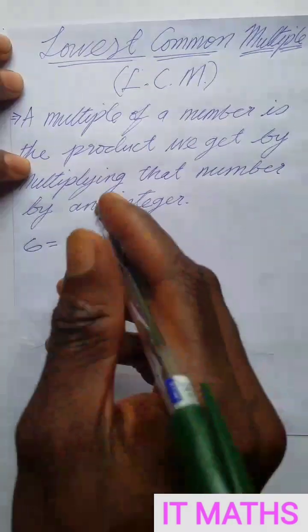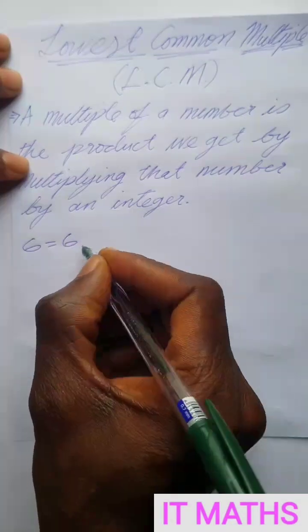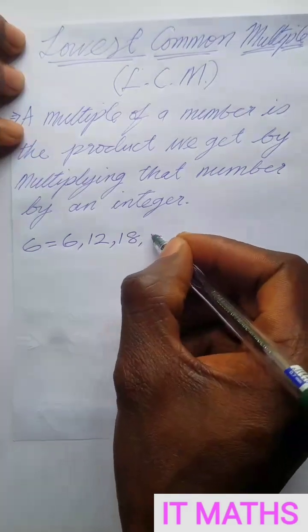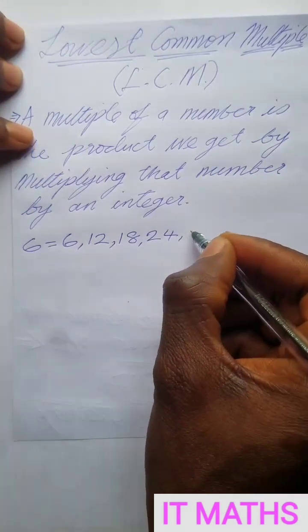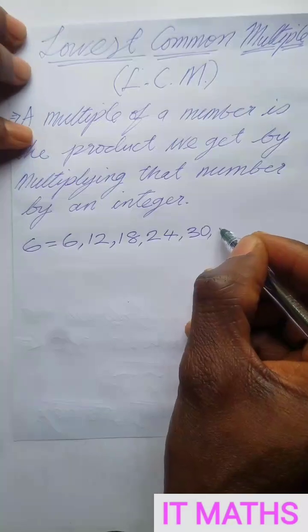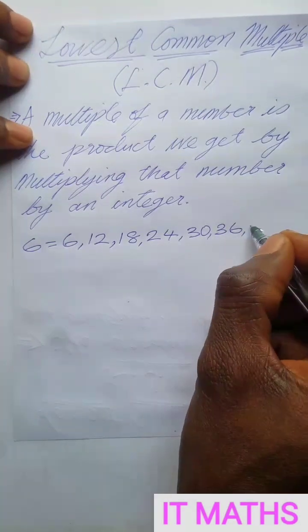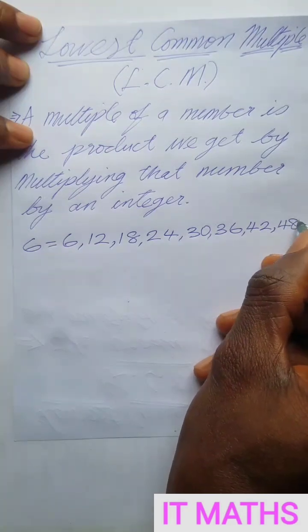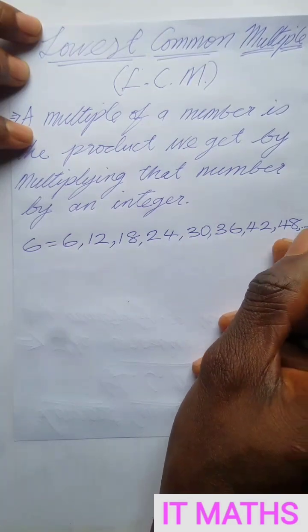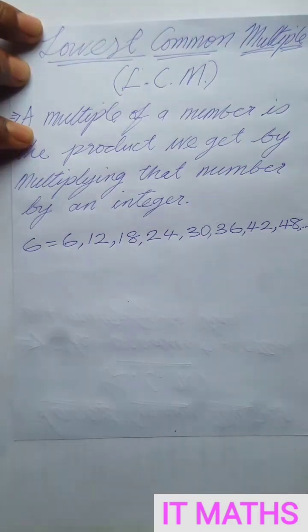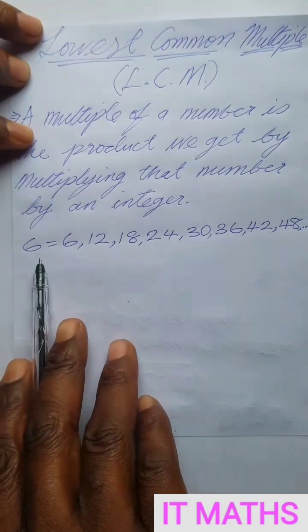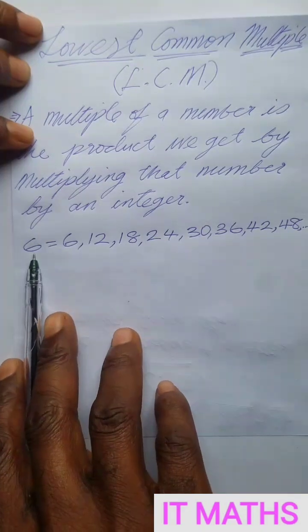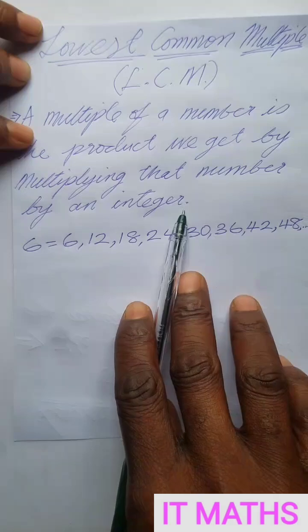It's that simple. So, 6 times 1, 6. 6 times 2, 12. 6 times 3, 18. 6 times 4, 24. 6 times 5, 30. 6 times 6, 36. 6 times 7, 42. 6 times 8, 48. Okay, let's stop there, but know that it continues on and on and on. So, the multiples of 6 are the answers, the products we get when we multiply 6 by an integer. I hope that's clear enough.